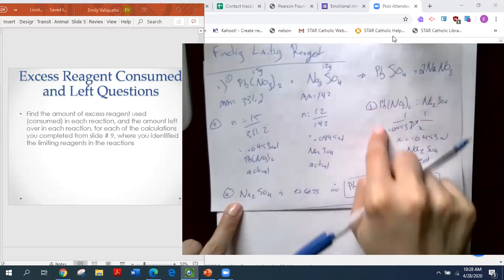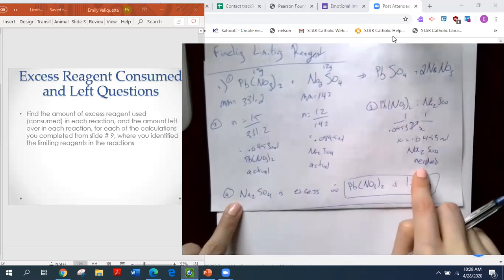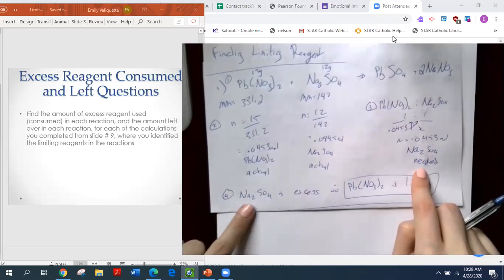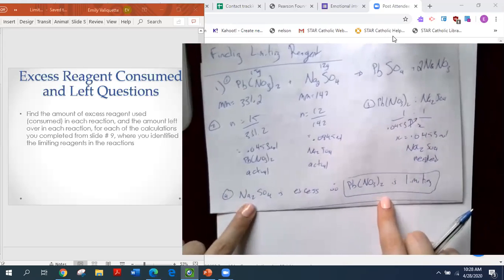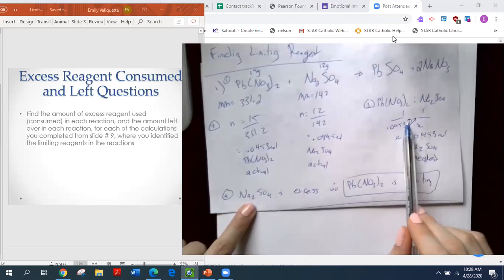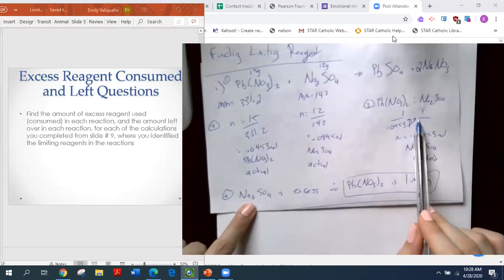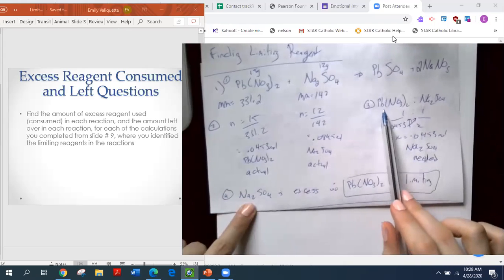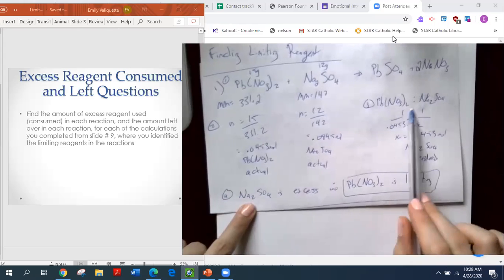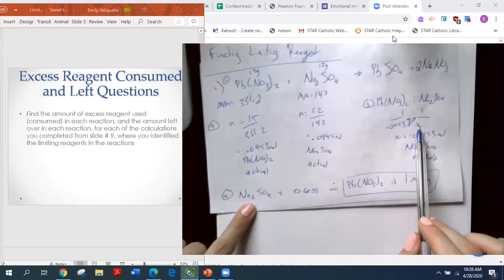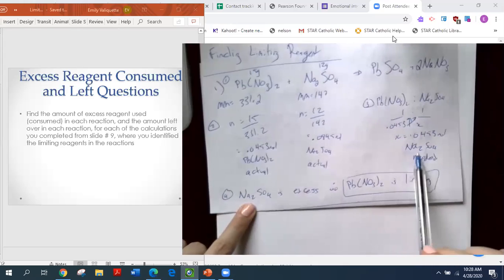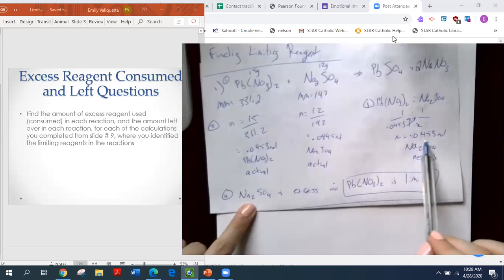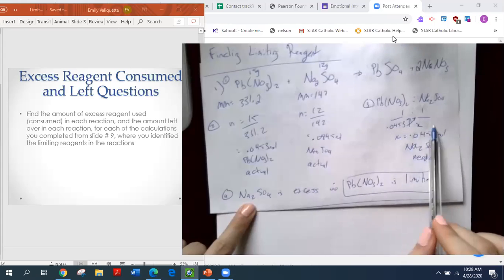Now, I already did that yesterday when I was trying to figure out which one was in excess and which one was limiting. However, some of you may have put the X here and solved for the amount of lead nitrate, in which case you would just have to redo the mole ratio with the X in this position where the excess reagent is. But I already know the amount of sodium sulfate my excess reagent needed, and that is the amount that was consumed.